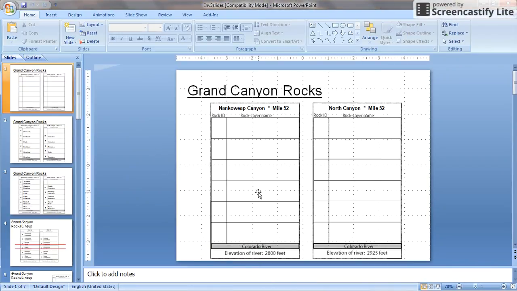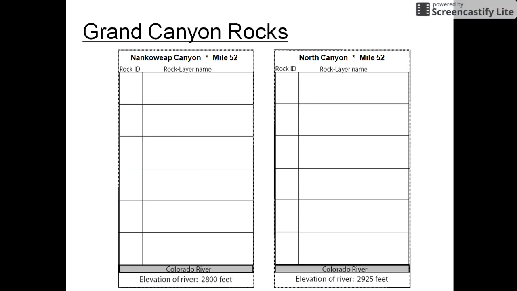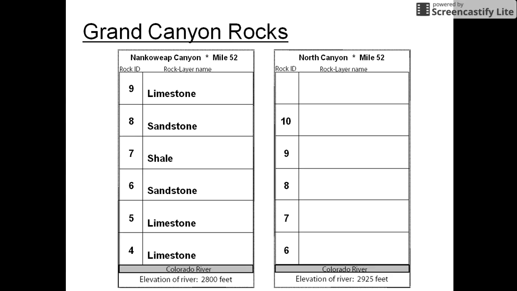This is something that I made for my class. I just took the transparencies that were provided on the FOSS kit, and I made PowerPoint slides of them, and I animated them because this part gets a little tricky. Students, once they realize that there are 3 types of rocks, they're going to be putting in the rock numbers as shown here, and then they're going to be writing in the names of the types of rocks.